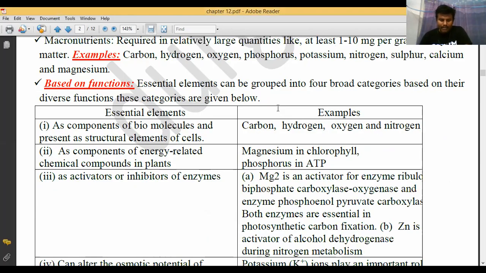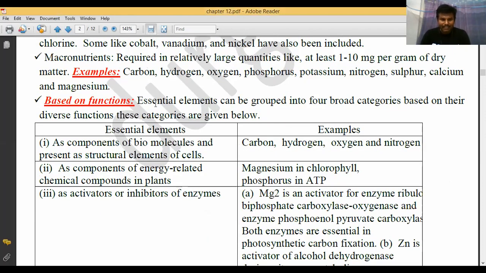Next, based on function, essential elements can be grouped into 4 broad categories based upon their different functions. These categories are given here. First, essential elements as the components of biomolecules.